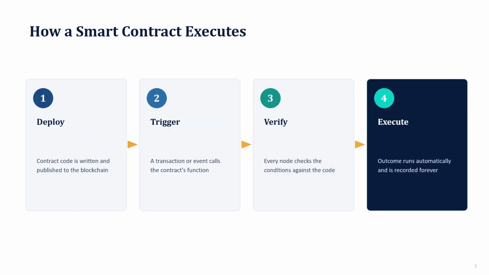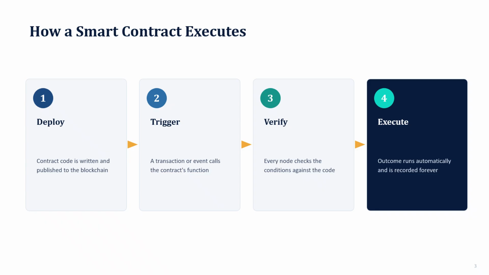Now we are going to see how a smart contract executes. You're seeing the four-step flow on the slide. Here is the life cycle in four steps. First, someone writes the contract code and deploys it to the blockchain. From that point on, it has a permanent address. Second, a transaction or an external event triggers one of its functions. Say someone sends a payment.